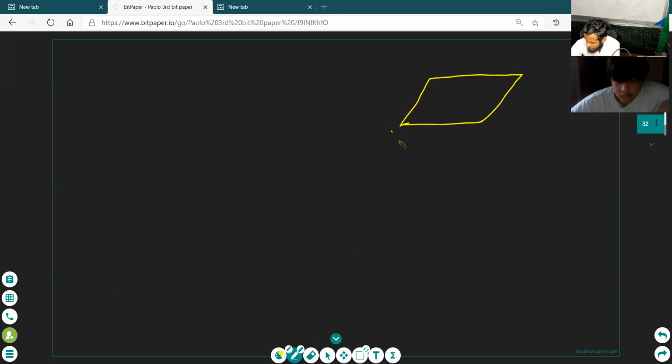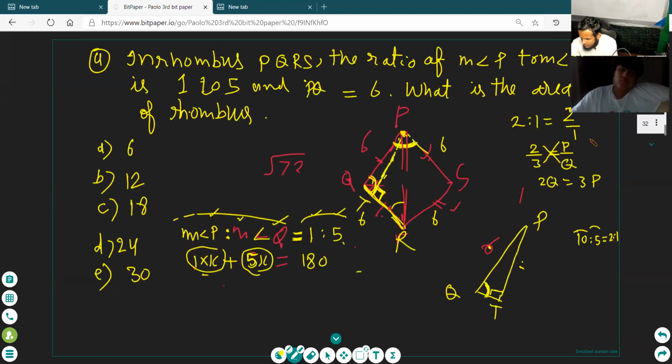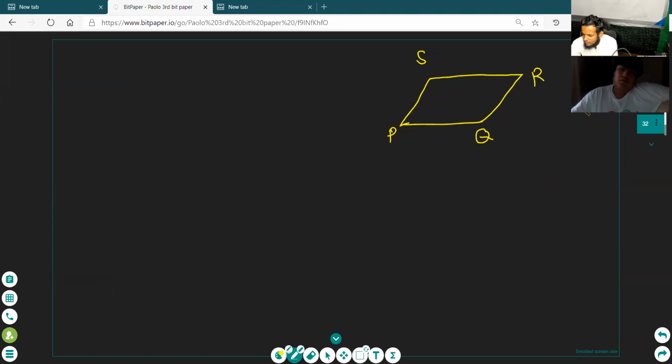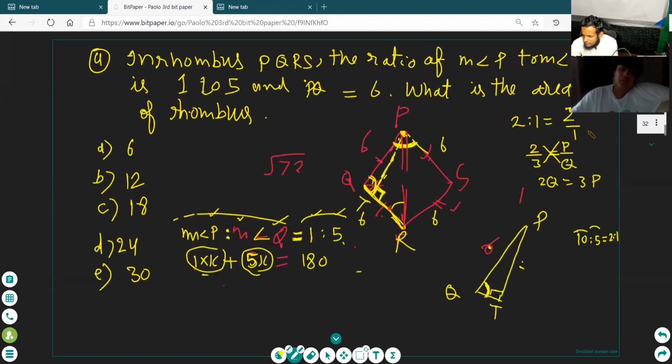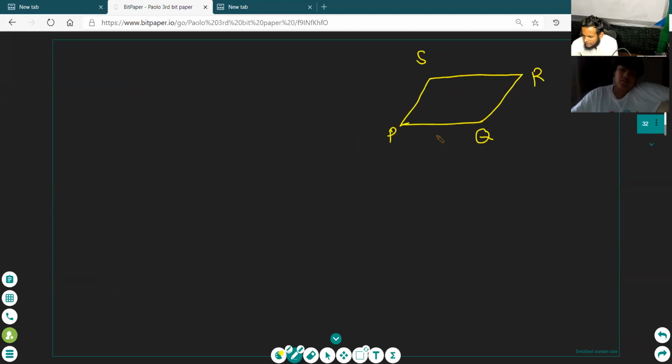Paulo, give them names: P, Q, R, S. Okay? Write the values of the sides, Paulo. Which is given? See the statement which is given. PQ is 6. Write 6 here. Write that all sides are equal. In a rhombus, all sides are equal. Okay?